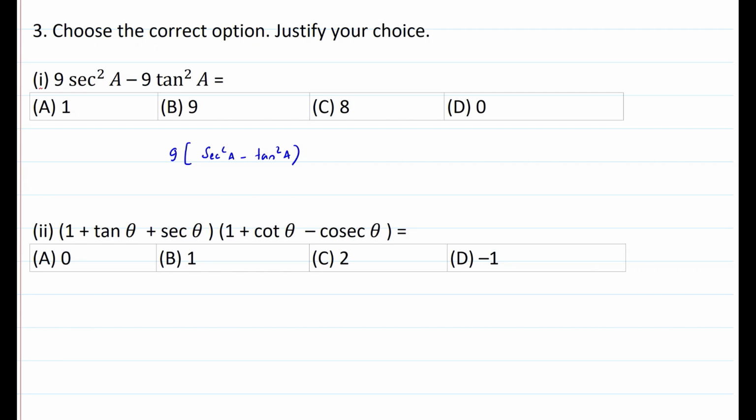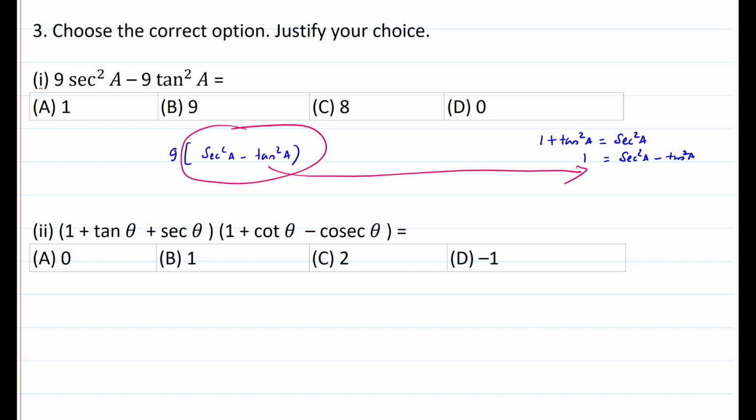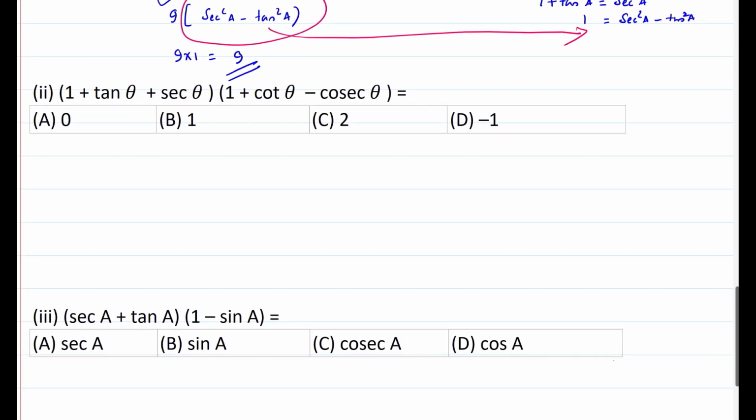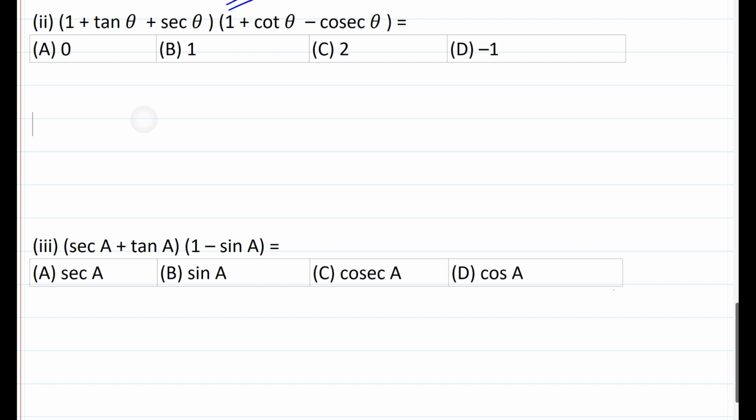So we know an identity: 1 plus tan²A is equal to sec²A. Therefore, 1 will be equal to sec²A minus tan²A. So instead of this, you can substitute this as 1. So what we'll have is 9 into 1 and the answer will be 9. So the option which has got the answer as 9 is option B. Option B is the correct answer. Next, see the next question.